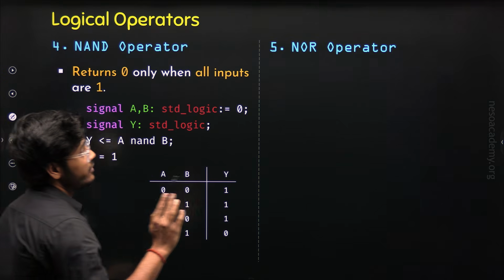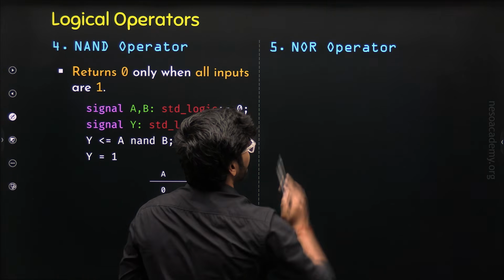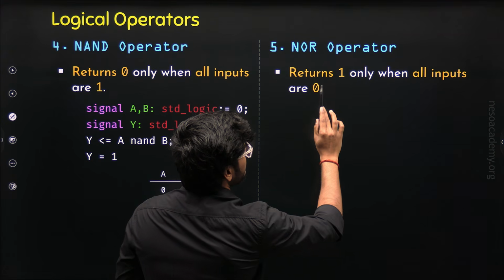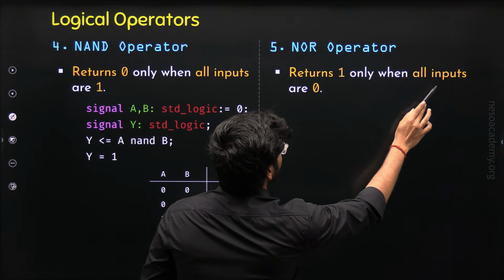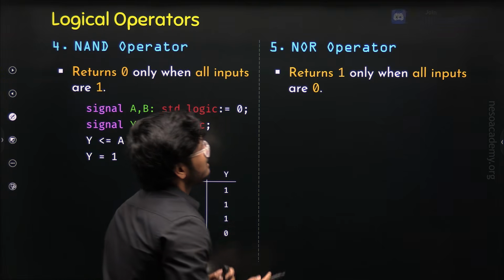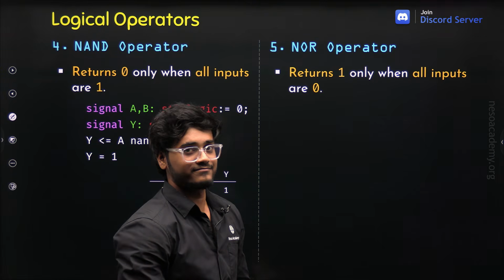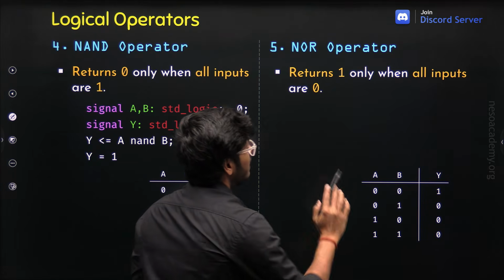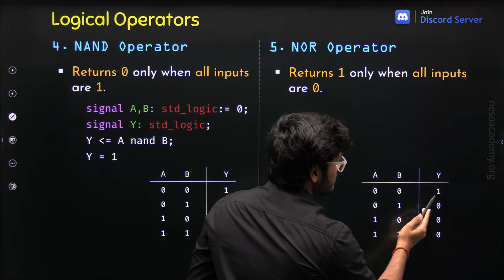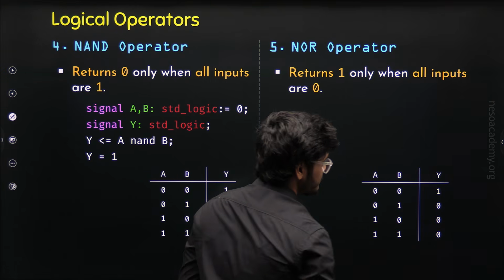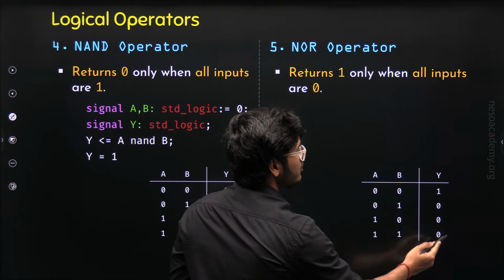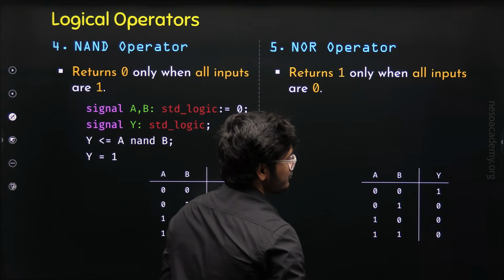Now let's see the fifth operator, NOR operator. NOR operator returns 1 only when all inputs are 0. That is, NOR operator is opposite of OR operator. Let's see the truth table. Output will be 1 when both inputs are 0. Else, output will be 0 for any other input values.